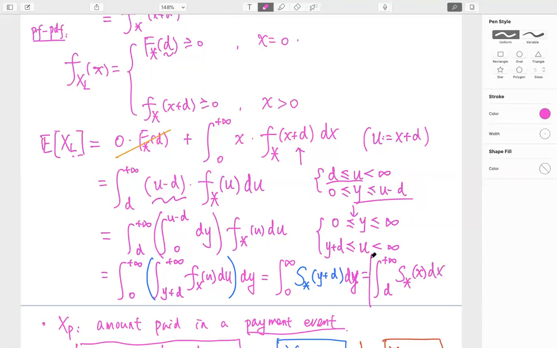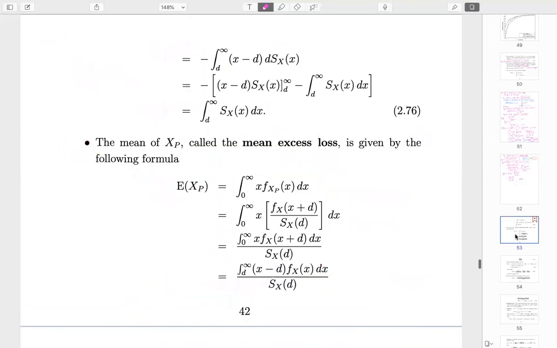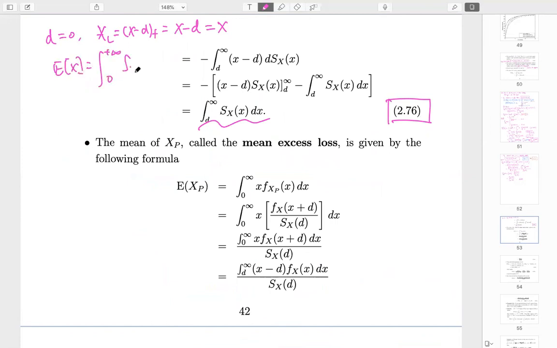So that is the formula you will need very, very often. I just derived the formula for 2.76. You really need this formula often. A special case, let's take d to be 0. In this case, X_L equals X minus d, taking the positive part, is always X minus d. Since d is 0, it is X, right? So we recover the formula we know before. We have already used this formula a few times. Remember, what is the condition? X is non-negative, okay?